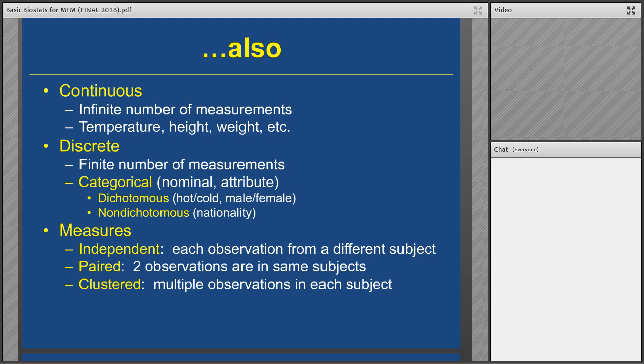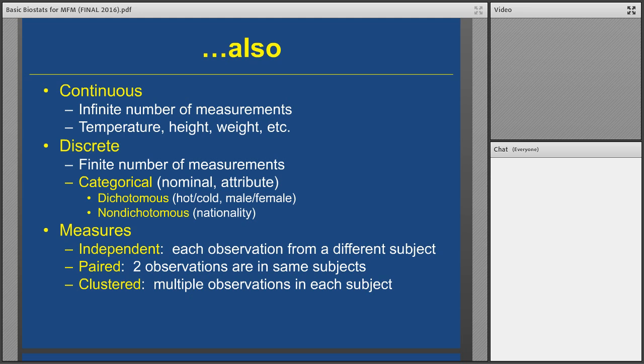Or you can have that when we talk about categorical values. So you can have dichotomous categorical values like hot and cold, male or female, or non-dichotomous, which would be nationality. So dichotomous would be 1 versus 2, and non-dichotomous would be 1, 2, 3, 4, 5.